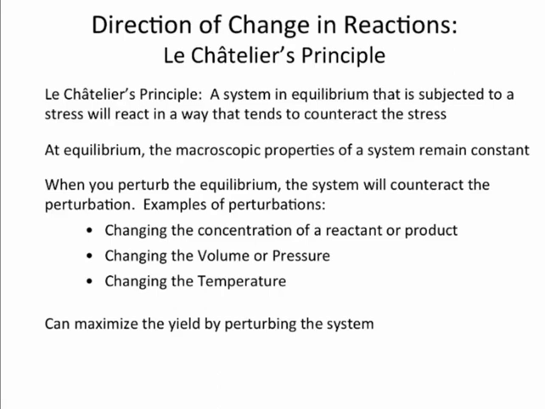And then this last point on the bottom is really important for synthetic chemistry: you can perturb the system in such a way that it's going to make more products. That's really useful because you have some reaction that didn't make very many products, but if you perturb it in a way, you can get it to make a lot more products, and that's useful.